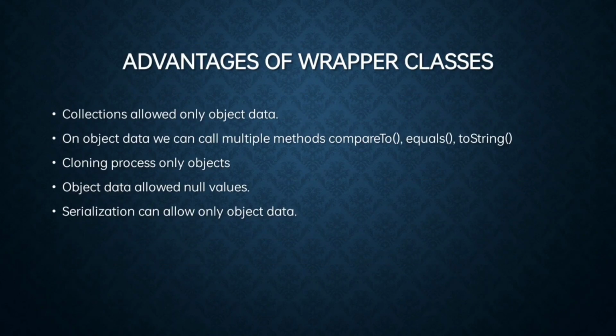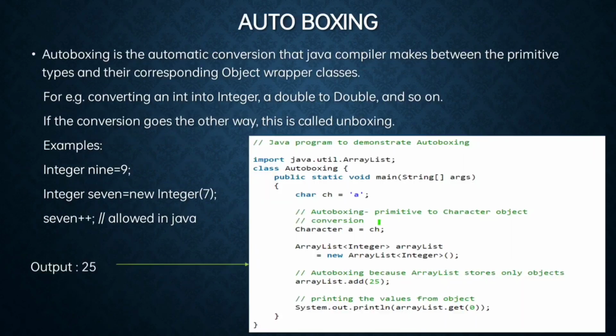Now let's see the advantages of wrapper classes. Collections allow only object data. On object data we can call multiple methods, for example compareTo, equals and toString. Cloning processes only objects. Object data allows null values. Serialization can allow only object data. So all of these are advantages of wrapper classes. These collections, cloning process, how to create the object and serialization process we will be covering in the next chapters.